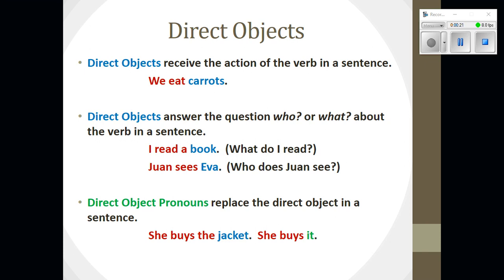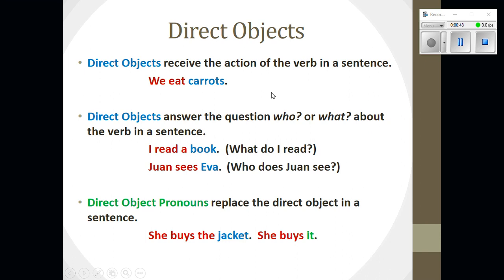Direct objects receive the action of the verb in a sentence. This is both in English and in Spanish. Notice here we have "we eat carrots." In this sentence, carrots is the direct object because it receives the action of the verb. What is it that we eat? Carrots. Also, please notice that it is found here in the sentence after the verb. So the object tends to come right after the verb, both in English and in Spanish. We eat carrots. Carrots is the direct object.